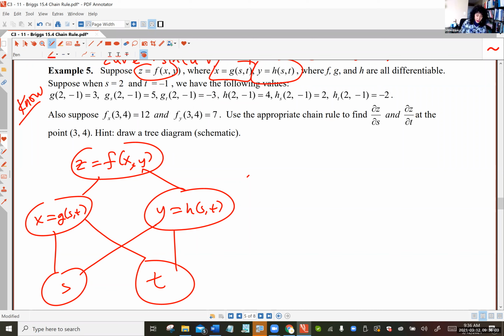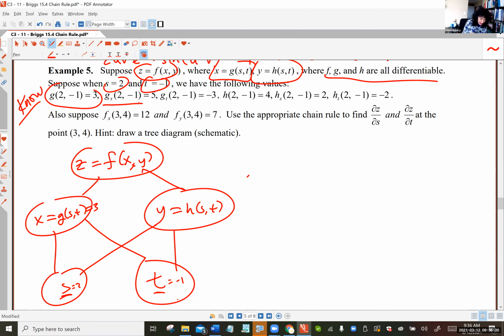And then it's known that F and G and H are all differentiable, which is a good thing because otherwise we wouldn't be able to use the chain rule. Now, when S is 2 and T is equal to -1, and keep in mind that S and T are the two independent variables driving the bus, we have the following values. G evaluated at 2, -1 is 3. So X basically is a 3.